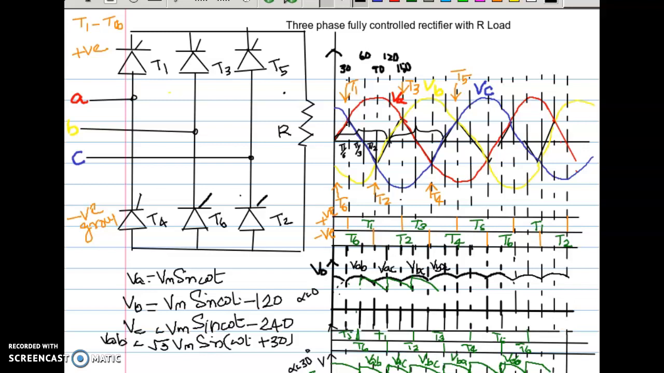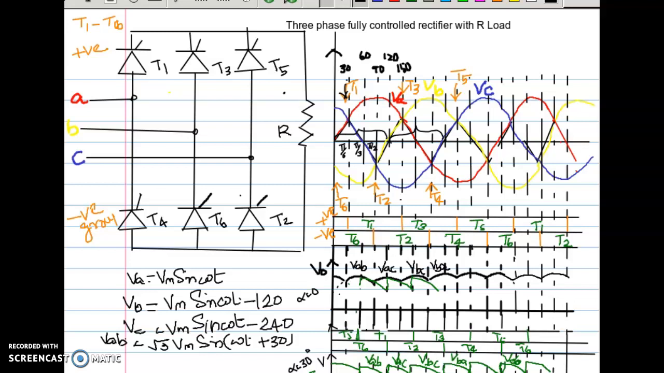Now, when VA is more positive in this region, the thyristor in the positive group, T1, can be triggered. That is shown here. The instant from where T1 can be triggered, that is, this angle is pi by 6 or 30 degree. I have drawn vertical black dotted lines at every 30 degree. This is 30, 60, 90, 120, 150, pi, 180, like that.